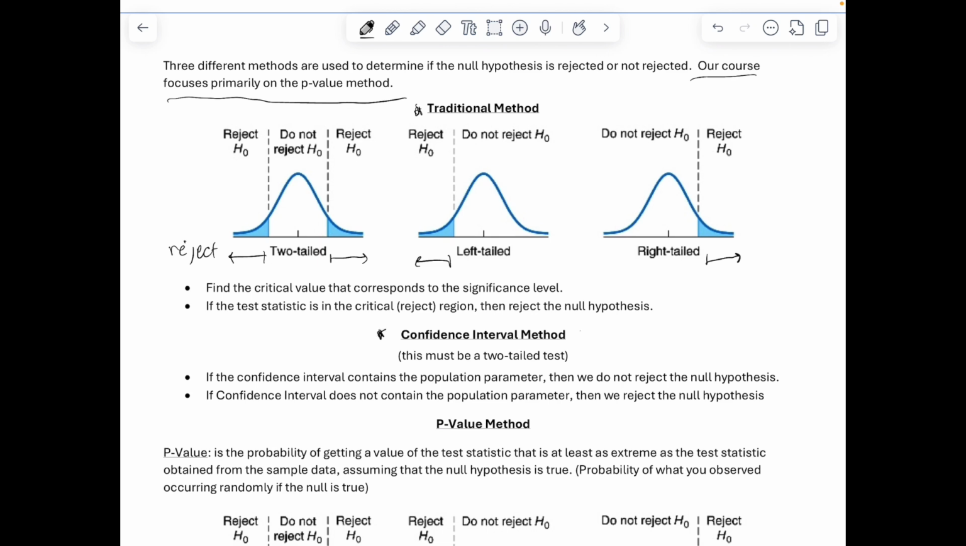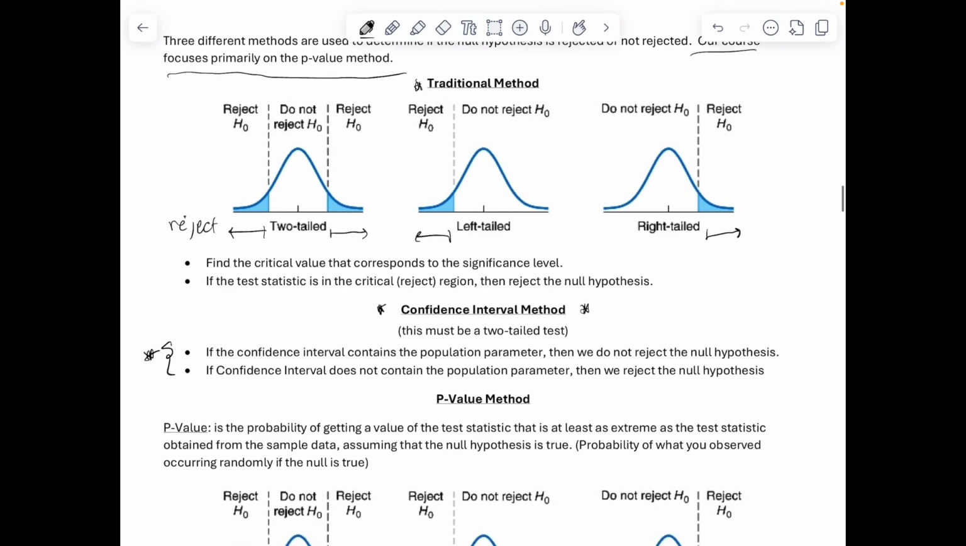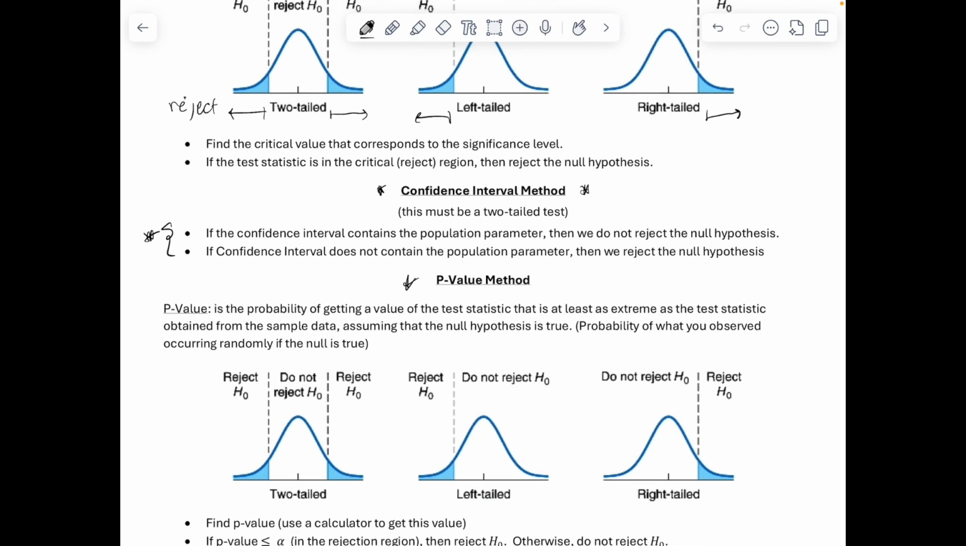The next method that we have is called our confidence interval method. To do a confidence interval, it must be a two-tailed test. And again, remember, that's because you're between two values: you have a lower bound and an upper bound. So we do need it to be a two-tailed test. For this, it says if the confidence interval contains the population parameter, then we do not reject the null hypothesis. If the confidence interval does not contain the population parameter, then we reject the null hypothesis.